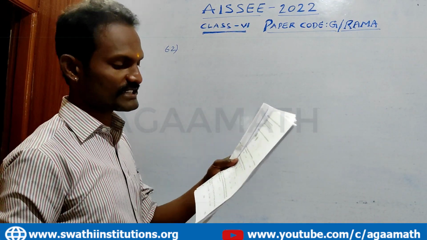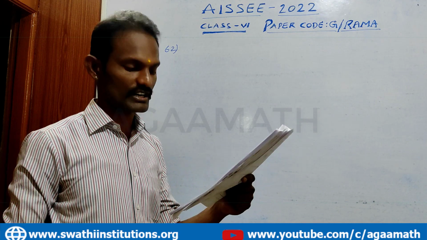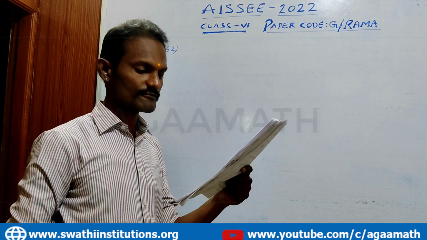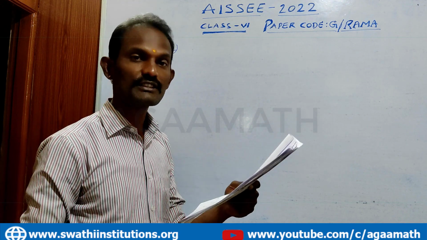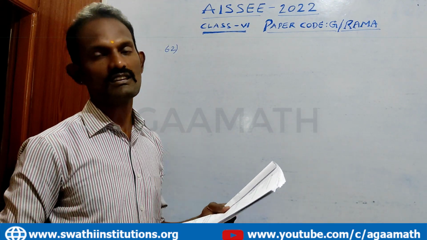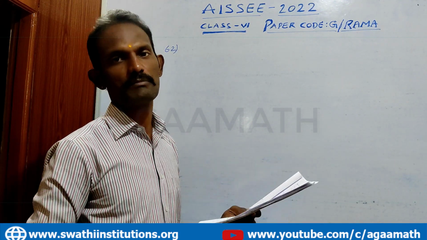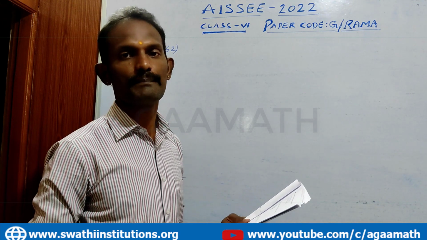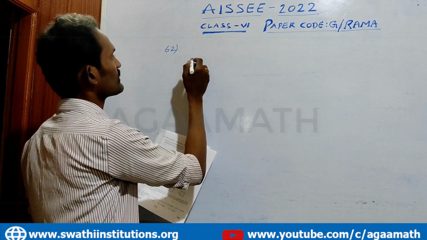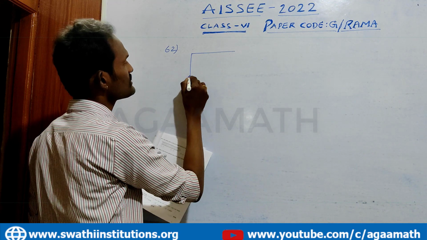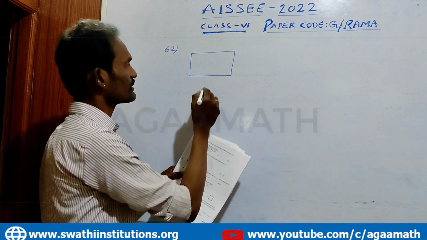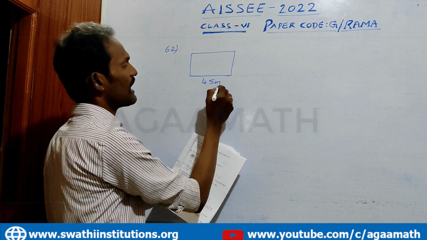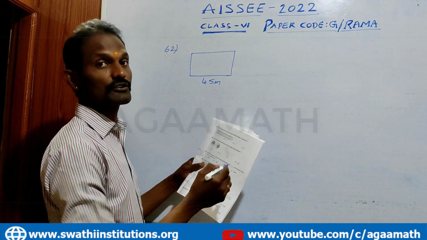If the cost of fencing 1 meter is rupees 215, then find the cost of fencing a park with length 45 meters and breadth 23 meters. Length and breadth are given, so we have to understand that the park is in the shape of a rectangle. This is the shape of the park, with length 45 meters and breadth 23 meters.